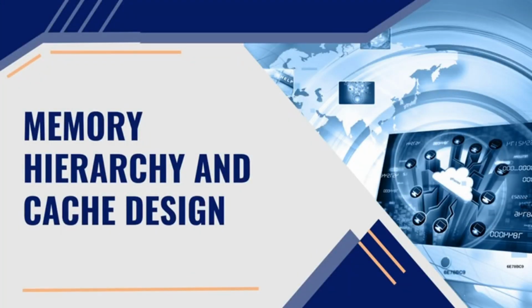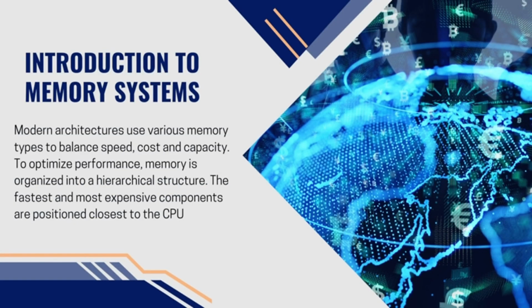Okay, let's move to chapter 3 first: memory hierarchy and cache design. We'll look at how computers manage data to ensure the processor is not left waiting. Modern computer architecture is a balancing act. We need speed, but we also need high capacity and low cost. To achieve this, we use a hierarchical structure. The core principle is simple: the fastest, most expensive memory stays closest to the CPU, while larger, slower components sit further away.